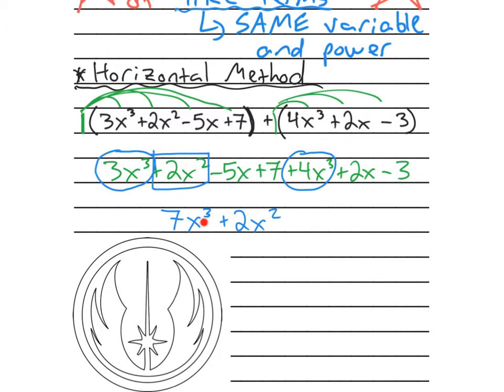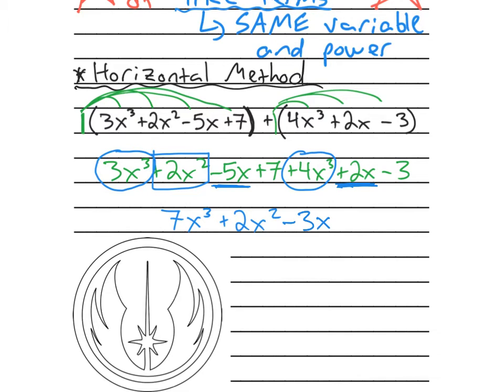Okay, now we have x to the third, x to the 2. What comes next? X to the first. We're going in decreasing order of our powers. So we have how many x terms, x to the 1 terms? There's 2 of them, right? The first one is negative 5x. What's the other one? Positive 2x. Combine those, what do we get?